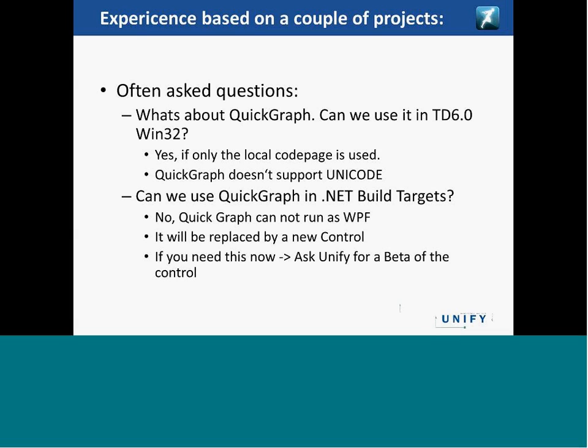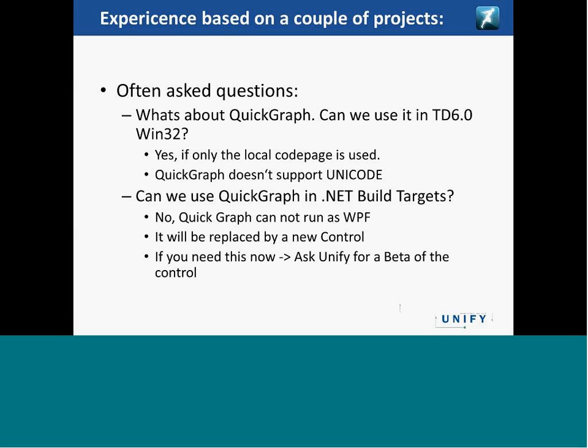Last question, what's about graph? Can we use Quick Graph in Team Developer 6 Win32? Yes. You are using only the local code page. So dealing natively with Unicode, that means data which should be displayed on this graph control comes from a Unicode database, from nchar fields and nvarchar fields, then you have question marks. Because Quick Graph doesn't support Unicode. Quick Graph is based on a third-party tool from Bits Per Second and doesn't support Unicode in the latest version. All Bits Per Second is out of the market.